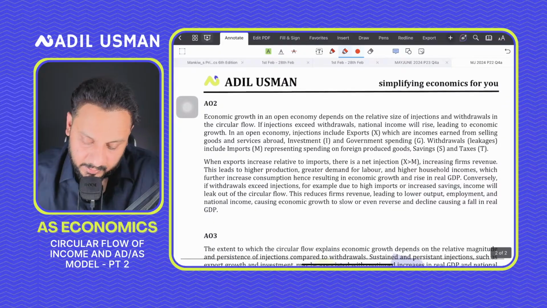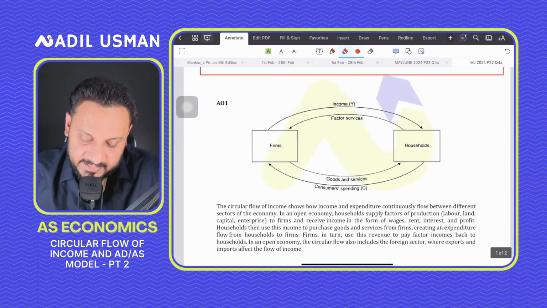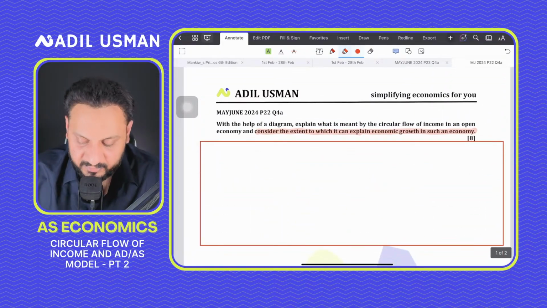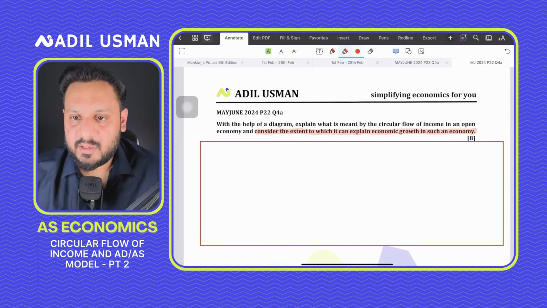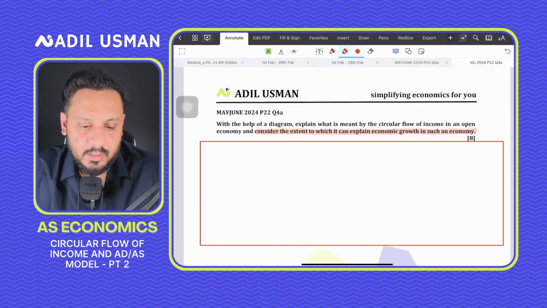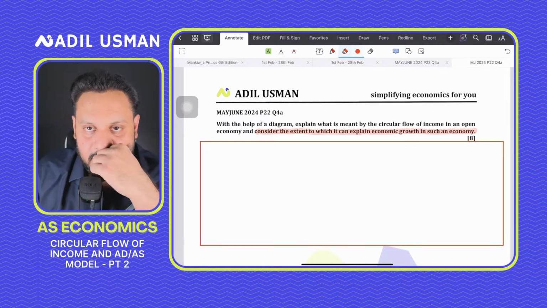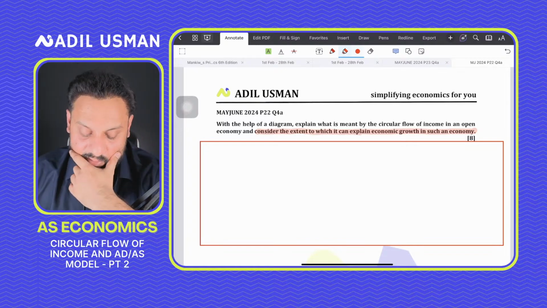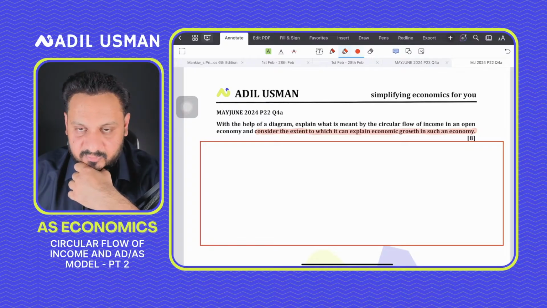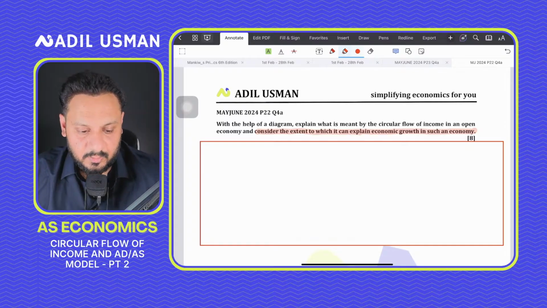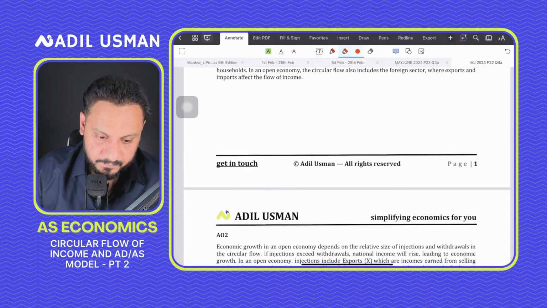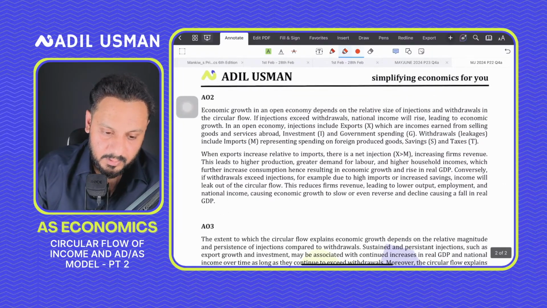Now the extent to which it shows economic growth in an economy is AO3, but what exactly would be AO2 for this question? You need to figure out that, okay, fine, if they're asking us to consider the extent to which it can explain economic growth in such an economy, if this is AO3, then what exactly would be AO2 for this question? This is what you need to figure out, right?